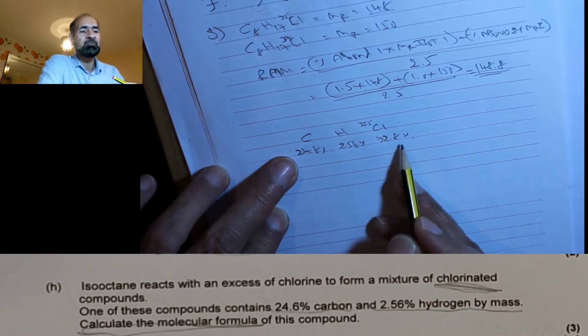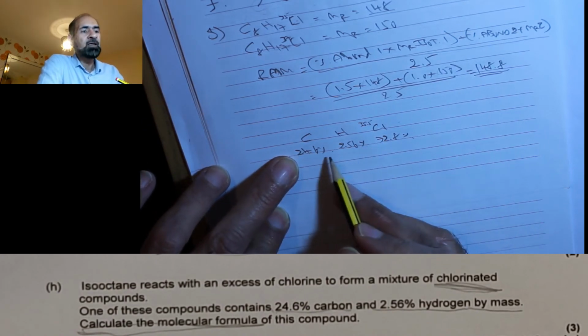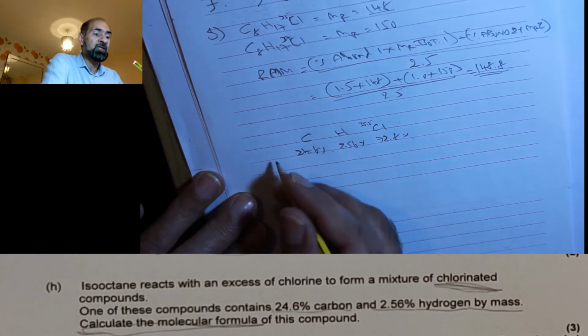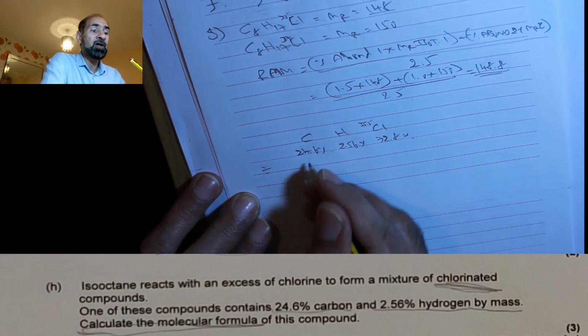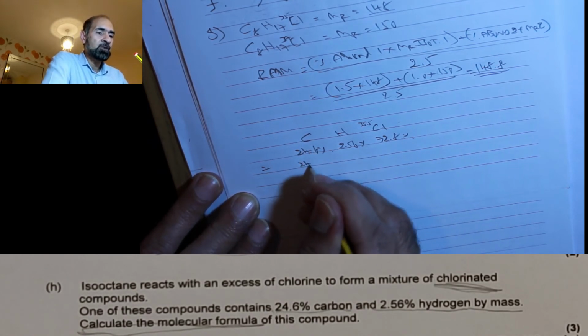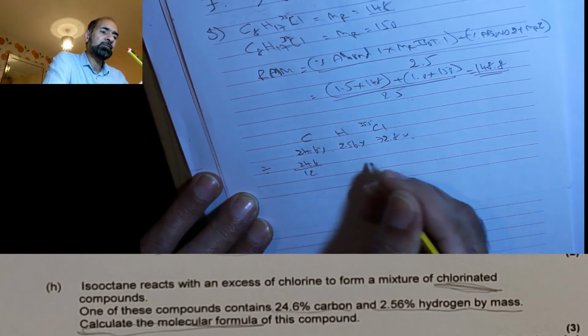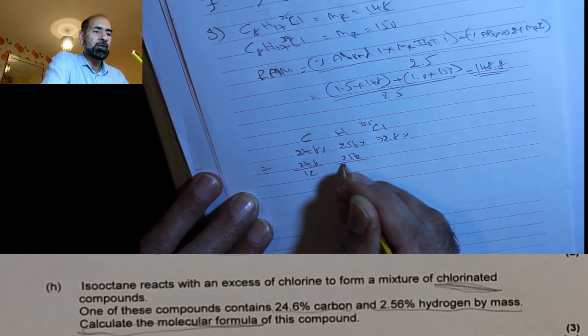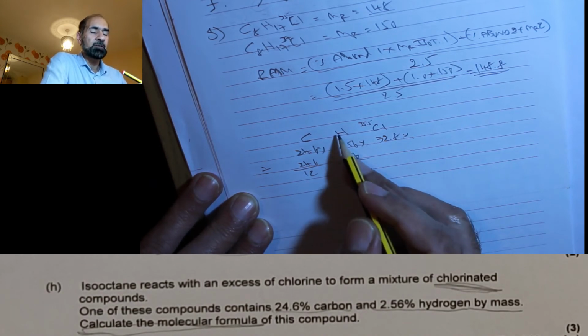Usually if you're given grams, you can use the grams as well. Percentage is not a problem. So the next thing you do is, in a table, you divide each of them by the relative atomic mass of the element you're talking about. So 24.6 divided by 12, and then 2.56 divided by 1, because the atomic mass of hydrogen is 1.